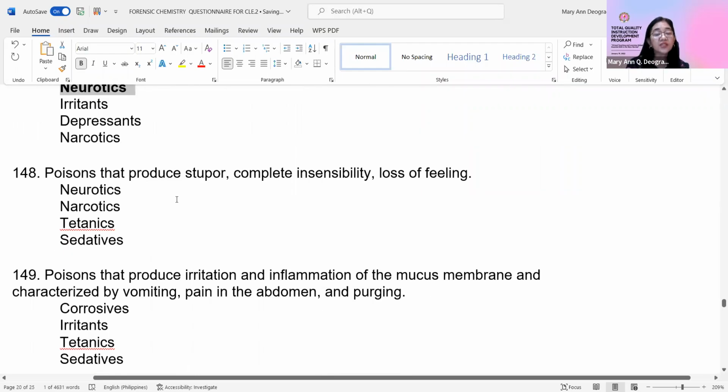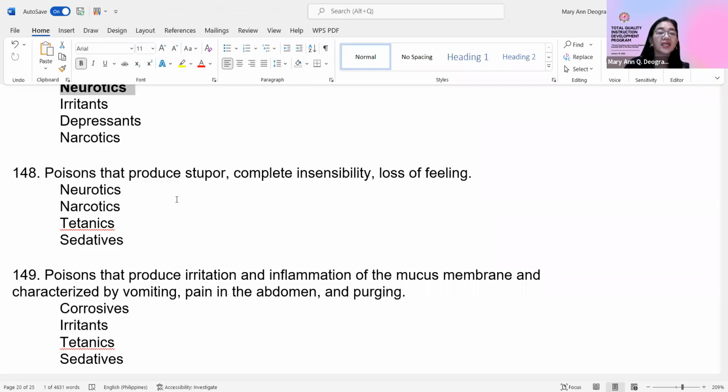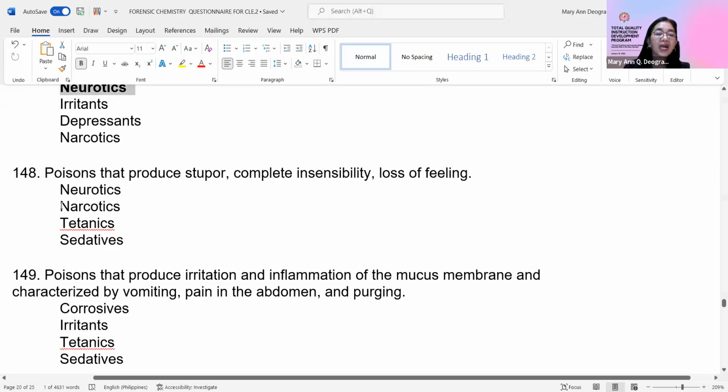Poisons that produce stupor, complete insensibility, loss of feeling. Alin ang sagot? Narcotics, syempre. Pag nababaliw na dahil sa pagkahay. So it's not narcotics.